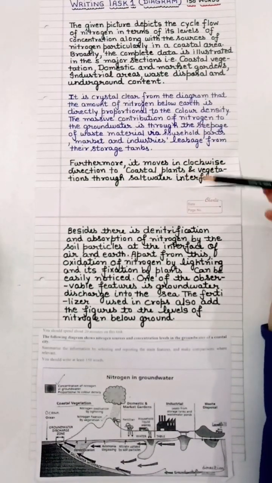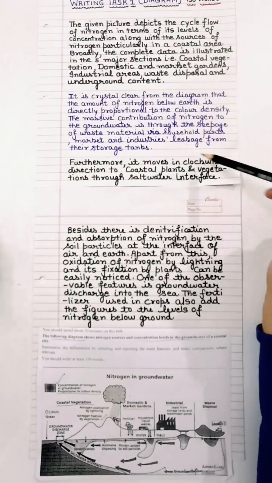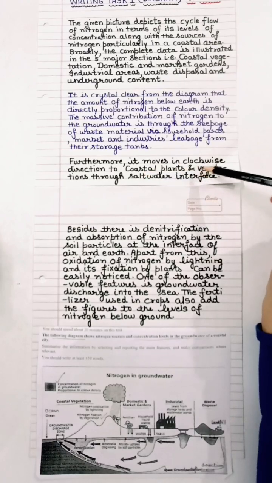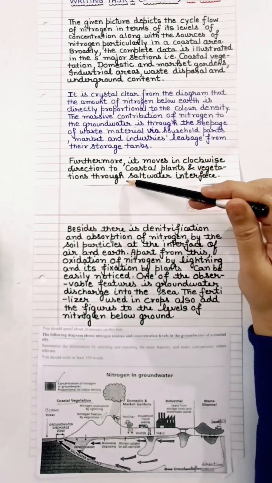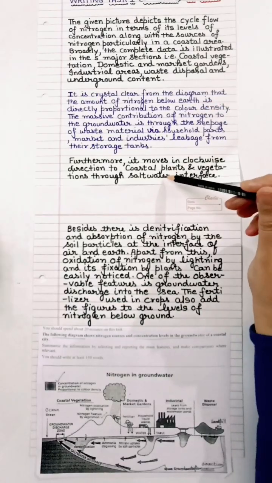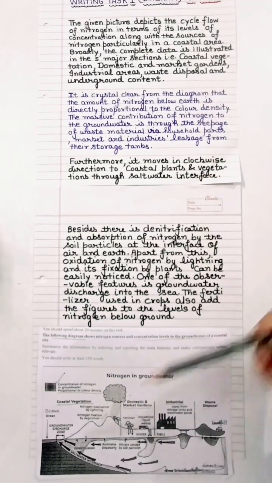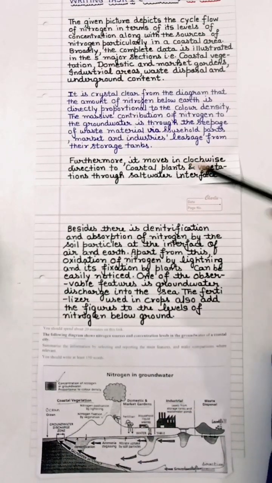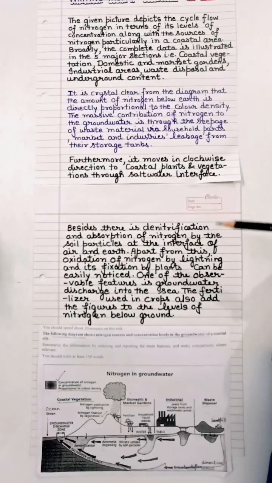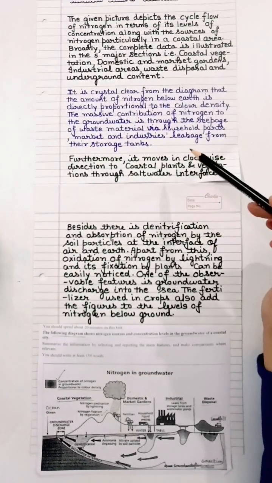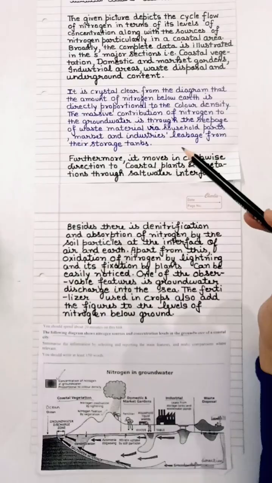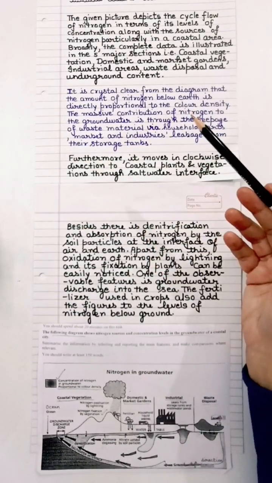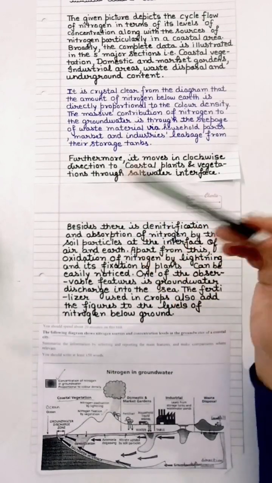And in which manner can I include it? I just wrote about the cycle direction, clockwise direction, to the coastal plants and vegetation through or via. Okay, salt water interface, I'm just copying it word for word. Salt water interface, I'm not altering the specific things, but I have used it in my sentence to make it very impressive. Besides, furthermore, sometimes along with, in addition to, moreover.